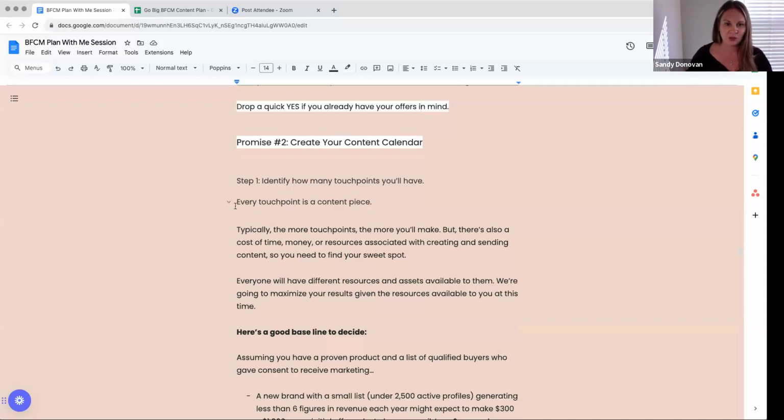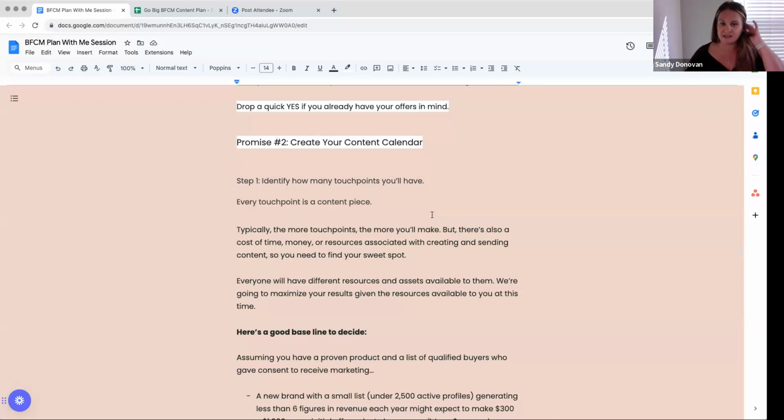Now, every touch point is a content piece. And typically the more touch points we have, the higher sales are going to be. You're going to make more money with more touch points. But I understand that we live in the real world, and there's also a cost of time and money or resources associated with creating and sending this content. So you need to find the sweet spot.